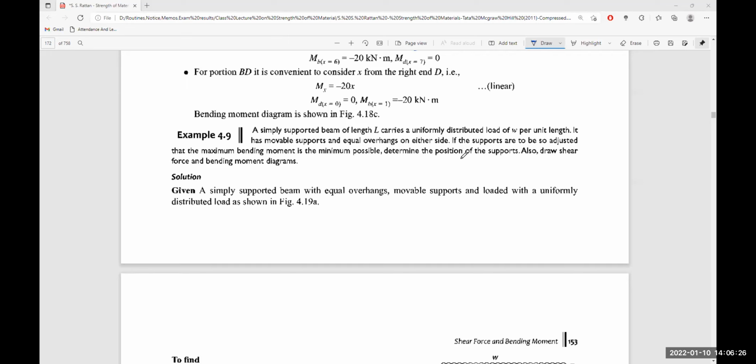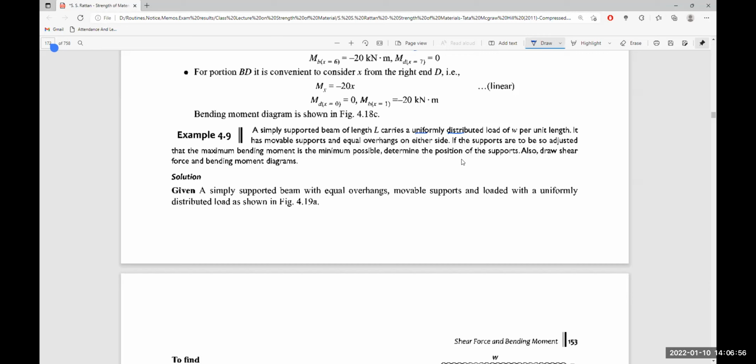So, what is given here? First of all, it is a simply supported beam. It is loaded by a uniformly distributed load of intensity w per unit length. It has movable supports, simply supported but movable, and equal overhang on both sides. Both sides are overhanging by an equal amount. The supports have to be adjusted so that the maximum bending moment is the minimum possible. Determine the position of the supports, and also draw the shear force and bending moment diagrams.